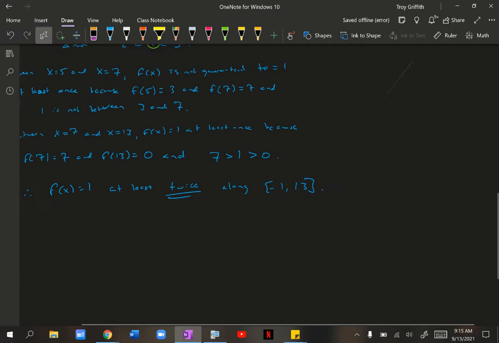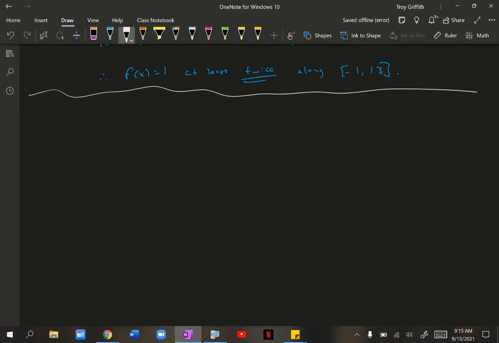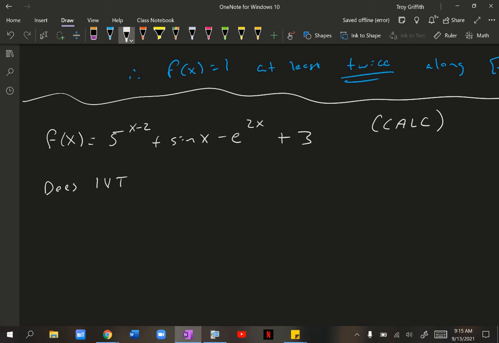Now, you might get asked something with a calculator here, and so we'll close by trying this. Let's look at this function. f of x equals 5 to the x minus 2 plus the sine of x minus e to the 2x plus 3. And my question is, and this is a calculator question, I'll show some calculator work on the screen, but we'll say, does the intermediate value theorem guarantee that f of x has a root?